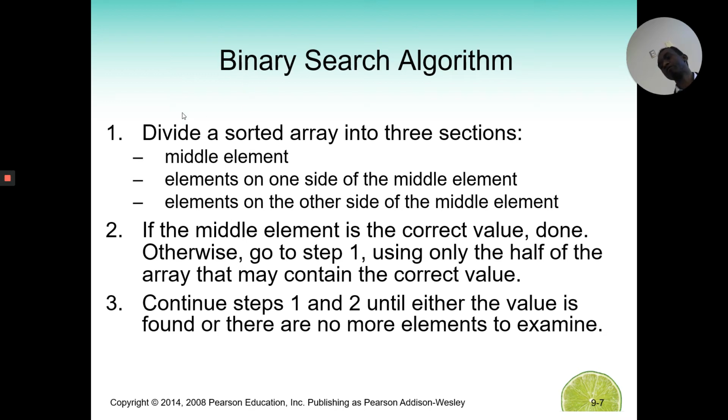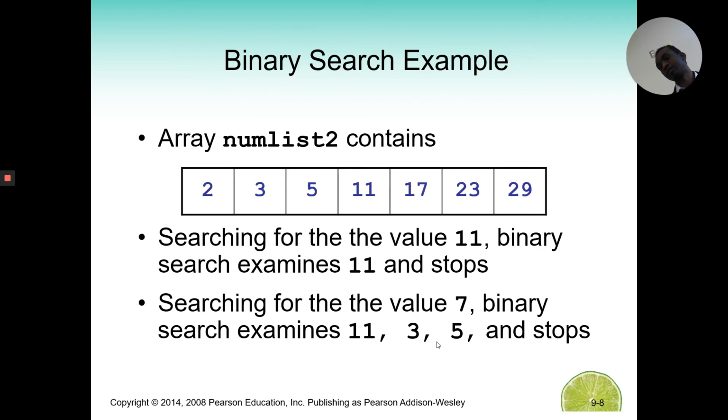So the first thing you have to do for the binary search is make sure that it's actually sorted. So you have the middle element, you have elements on one side of the middle element, then elements on the other side of the middle element. If the middle element is the correct value, done. Otherwise, go to step 1 using only the half of the array that may contain the correct value. Continue steps 1 and 2 until either the value is found or there are no elements to examine. So it basically divides it into 2 parts, basically at the middle section.